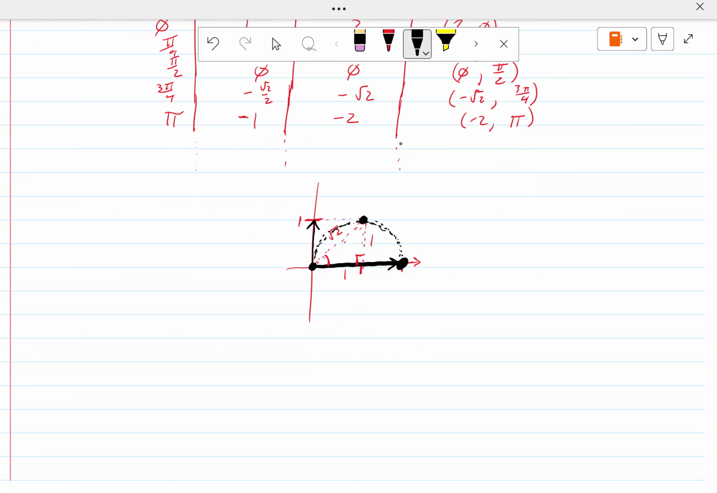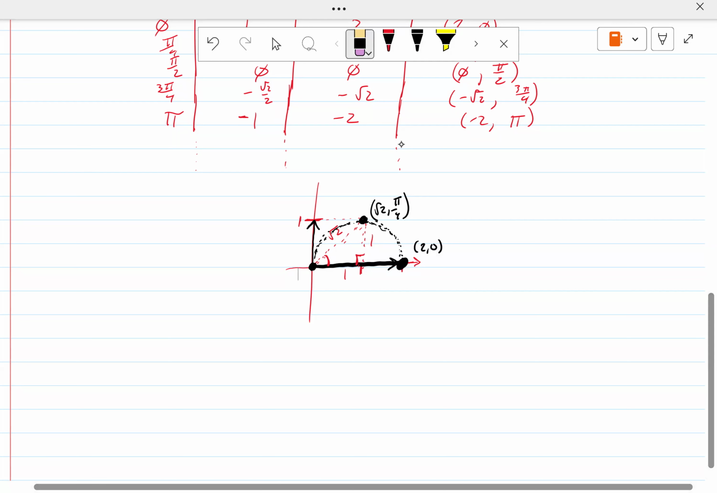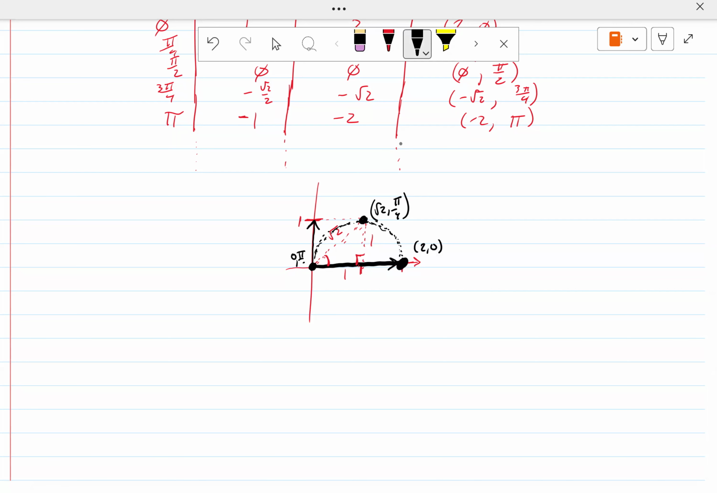Okay, so this is at (2, 0). This is at (radical 2, pi over 4). This guy over here is at (0, pi over 2). Okay, now we get into negative territory. I'm going to actually have to erase that and go from the bottom here. (0, pi over 2), okay, is that guy.